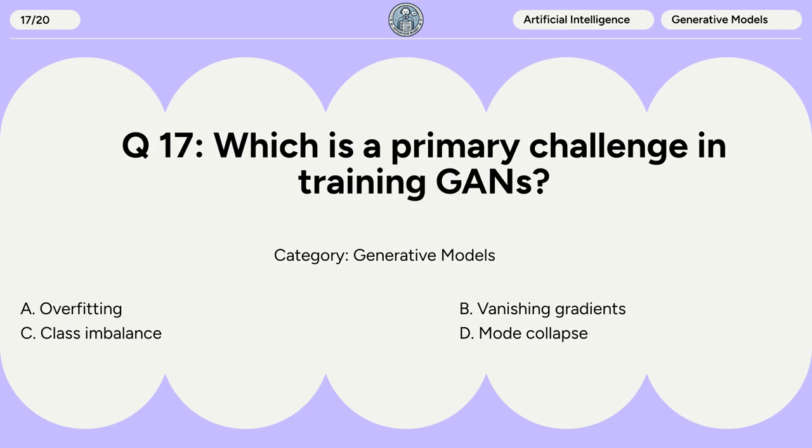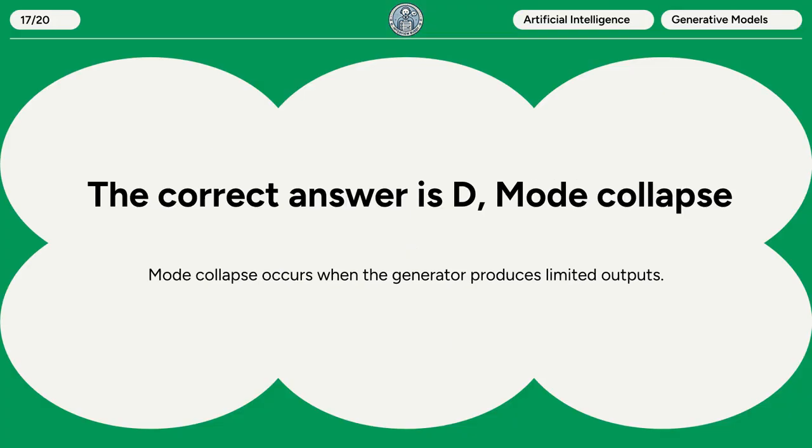Question 17. Which is a primary challenge in training GANs? A. Overfitting. B. Vanishing gradients. C. Class imbalance. D. Mode collapse. The correct answer is D. Mode collapse. Mode collapse occurs when the generator produces limited outputs.